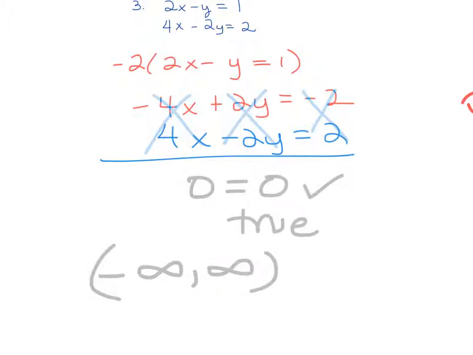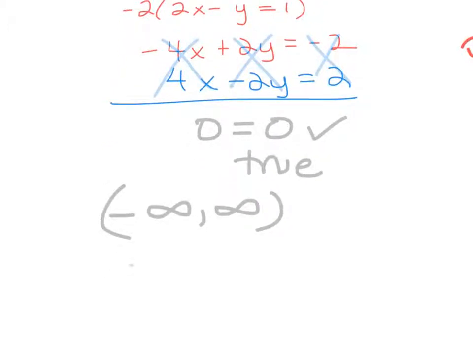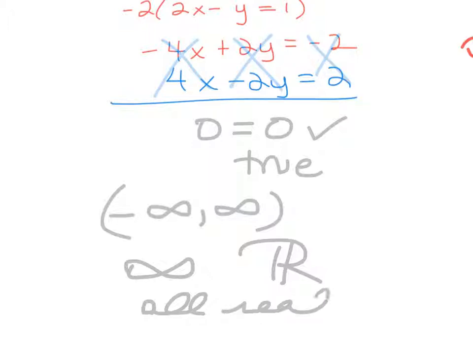You could write it as -infinity to +infinity. You can just write infinity. This, infinitely many solutions. You can write it out in words, however you want to indicate that there's infinitely many solutions here.